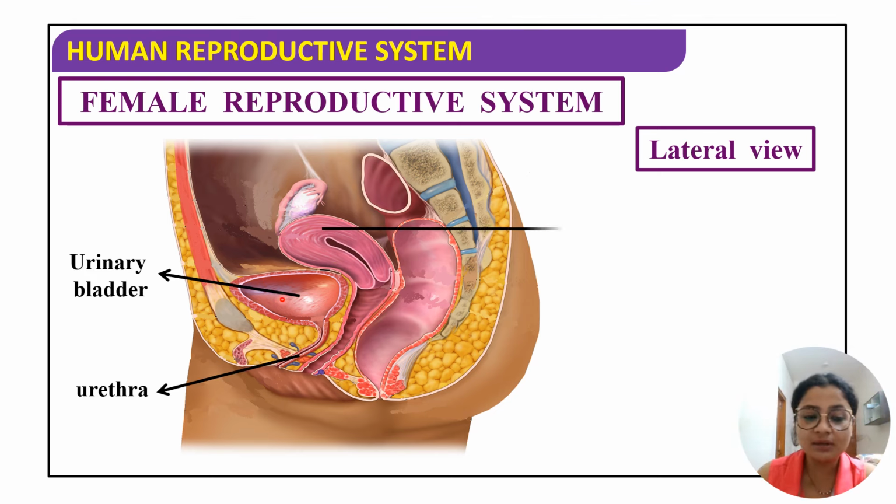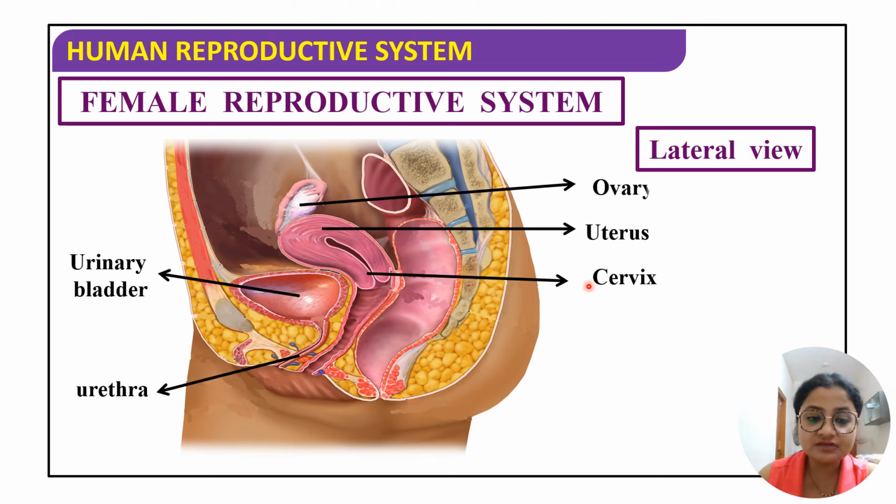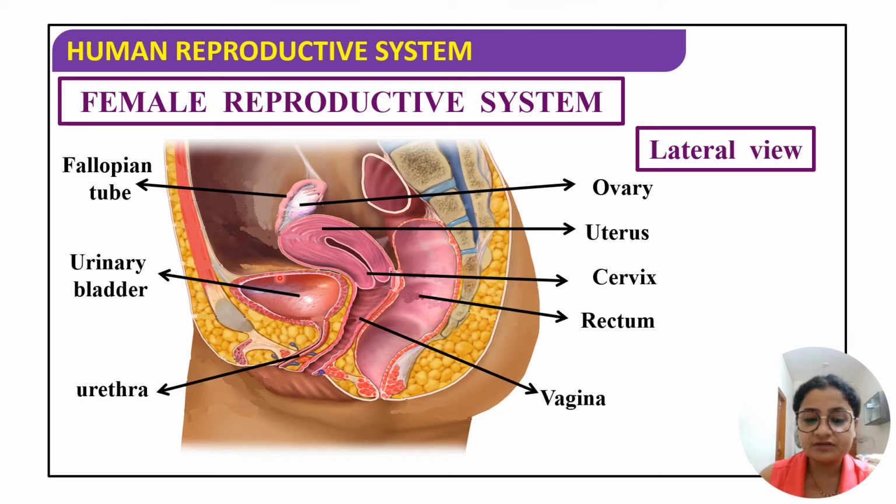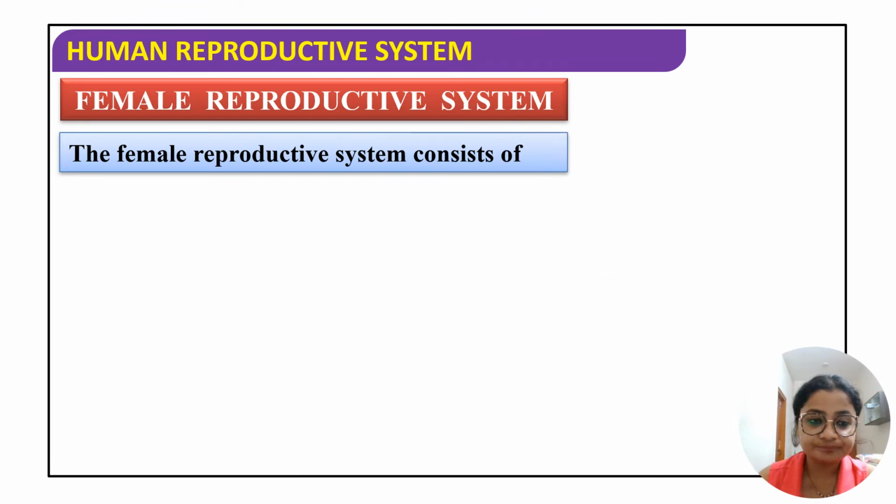Firstly, we have the urinary bladder, then we have the urethra, then we have the uterus. Now, let me remind you, urinary bladder and urethra are actually not a part of the female reproductive system. In the lateral view, they are coming. That's why I have marked these organs, because these are actually part of the female excretory system. Uterus and cervix are obviously part of the female reproductive system, and let me remind you, cervix is not a different organ. It is a part of the uterus only. Then we have the ovaries over here, then we have the fallopian tube, and then we have the vagina, and also rectum, which is again not a part of the female reproductive system.